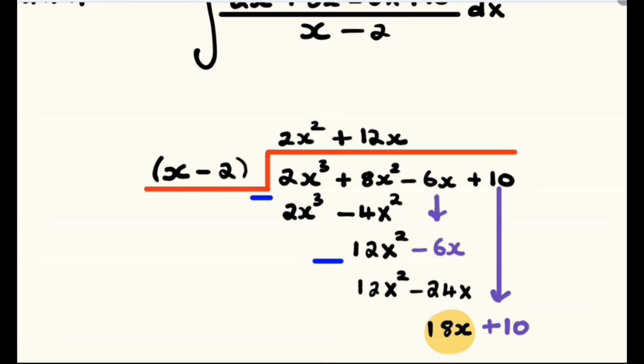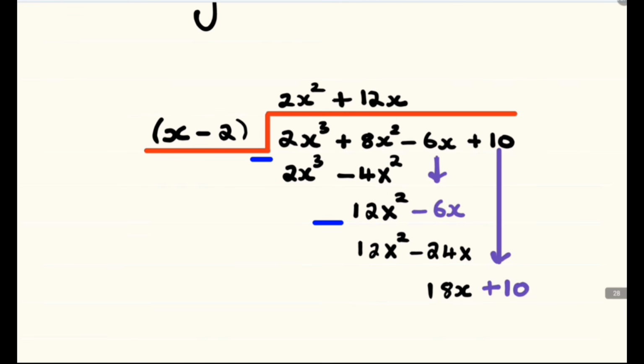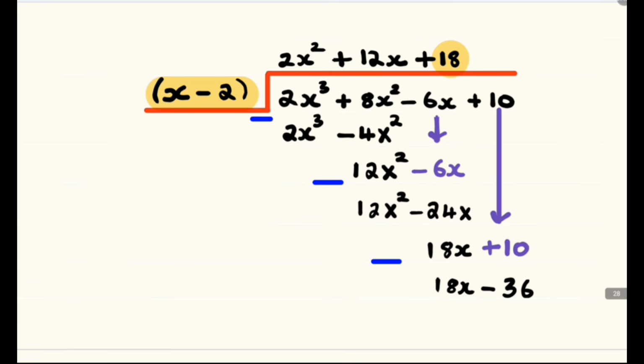Now the 18x divided by x will be equal to positive 18, and the very same 18 multiplied by x minus 2. 18 multiplied by x is equal to 18x. 18 multiplied by negative 2 will be equal to negative 36. And now we subtract: 18x minus 18x will be 0. 10 minus negative 36 will be equal to 46.